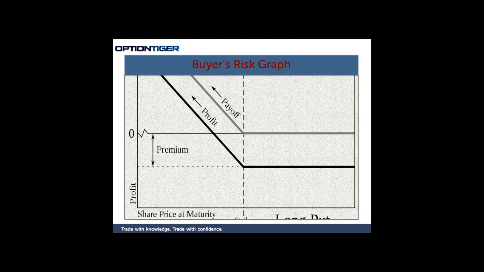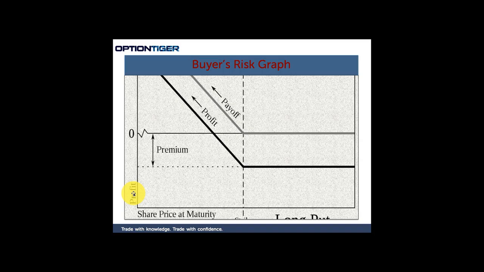Now we are looking at the buyer of a put option profile. So this is a buyer of a put option. What you can see here, similar to the call option, is that on the x-axis we have the price of the asset, and on the y-axis we have the profit and loss. In the middle there is a zero line, and anything above the zero line is profit, and anything below the zero line is a loss.